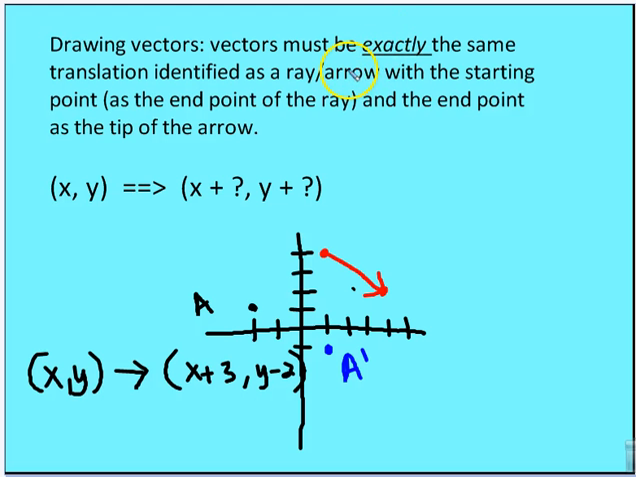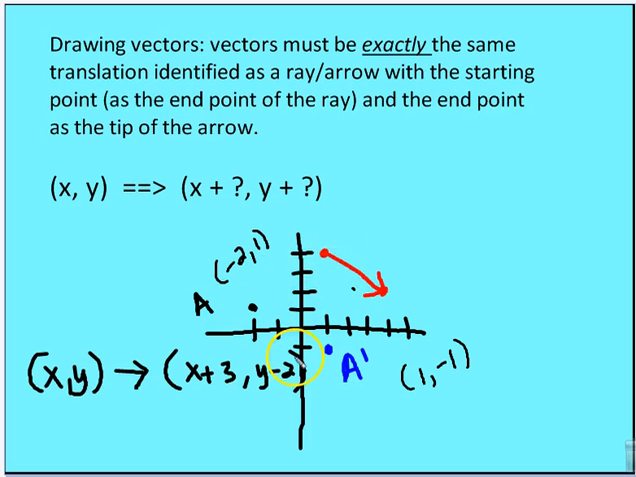All right, so drawing vectors. Vectors can be an indication of a translation. And so we're going to write a rule for A, and in this case it's going to be -2, 1, and I'm going to shift it to 1, -1. And we're going to write the rule here, x, y, with an arrow, x plus 3, y minus 2, and then we're going to write the vector.